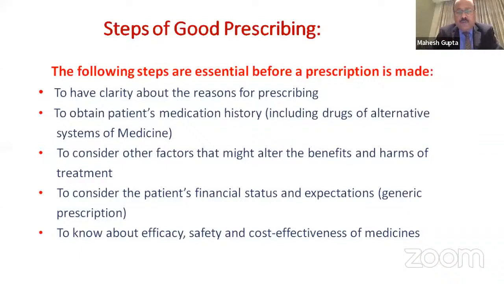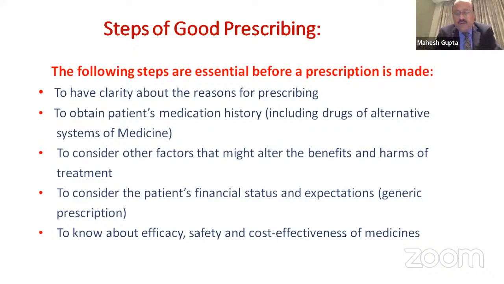So, steps of good prescribing. The following steps are essential before a prescription is made. To have clarity about the reasons for prescribing, you must take the patient's medication history, which we usually do not do. We have to find out the history of any allergy, and the history of any past problems with the drugs. That will help you in making the right choice.